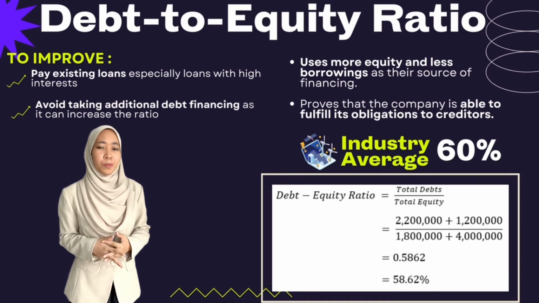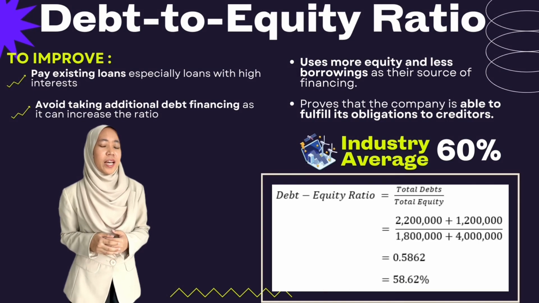To improve, a company should pay existing loans, especially loans with high interest, and avoid taking additional debt financing as it can increase the ratio.